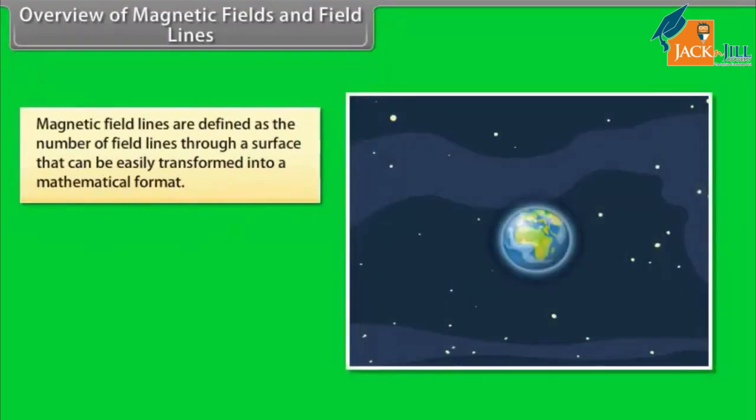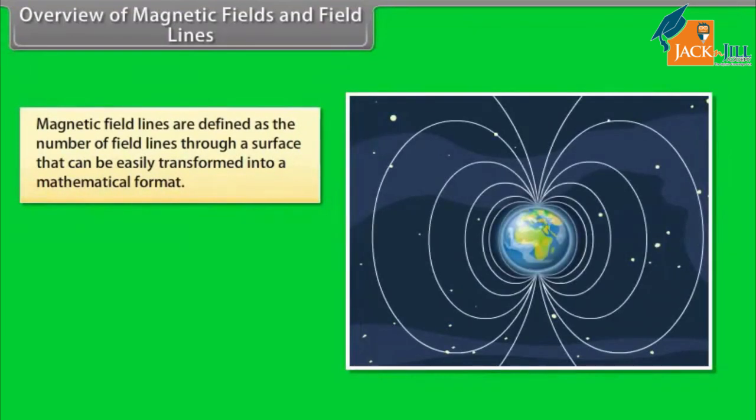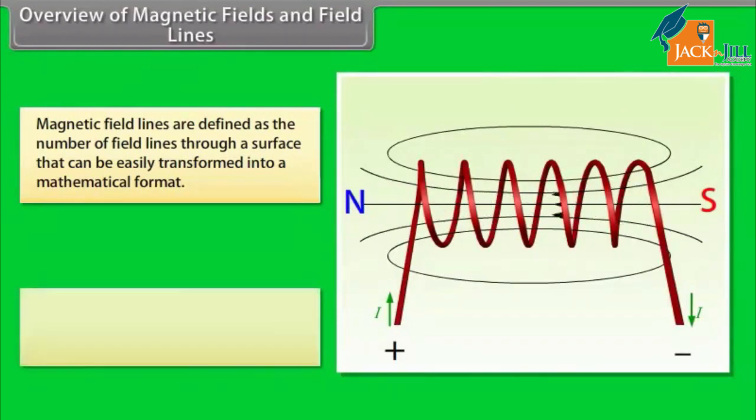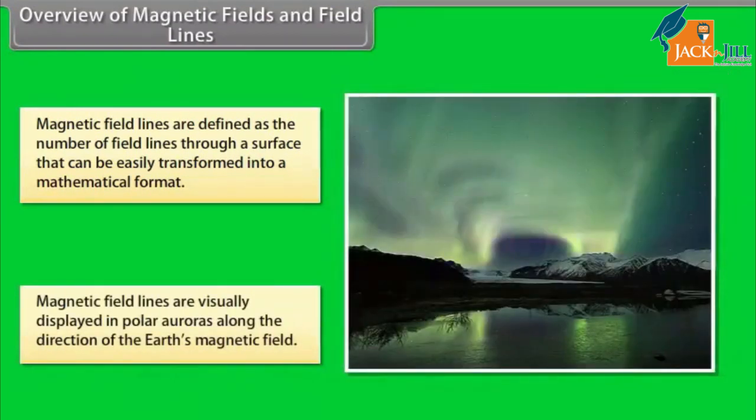These are defined as the number of field lines through a surface. These can be easily transformed into a mathematical format. Magnetic field lines are visually displayed in polar auroras, where visible streaks of lines are created along the direction of Earth's magnetic field. Current-carrying conductor.